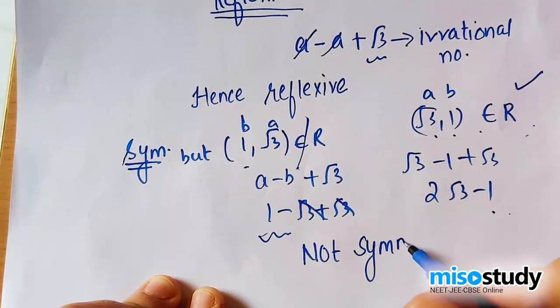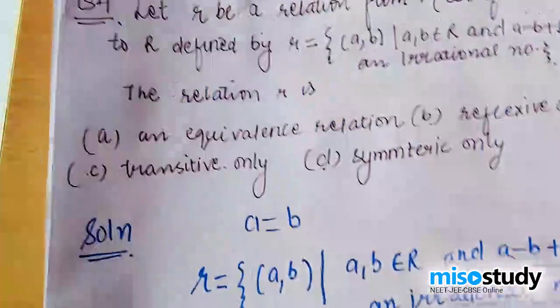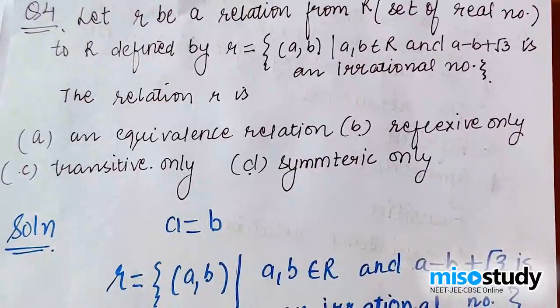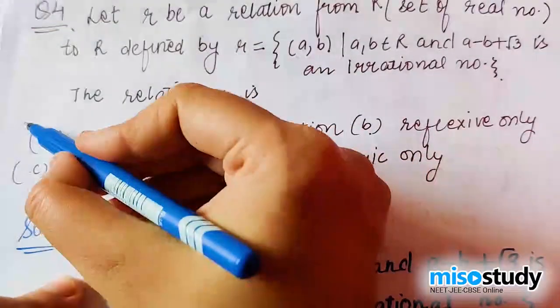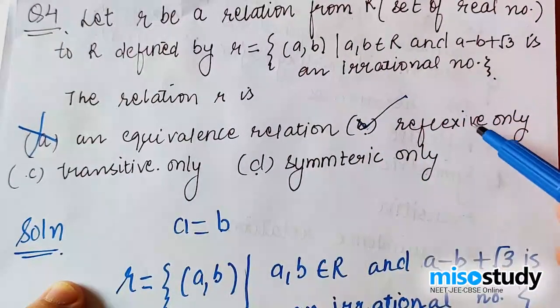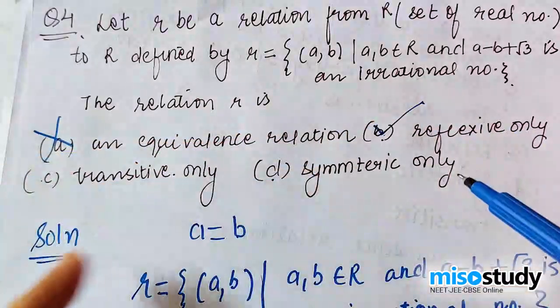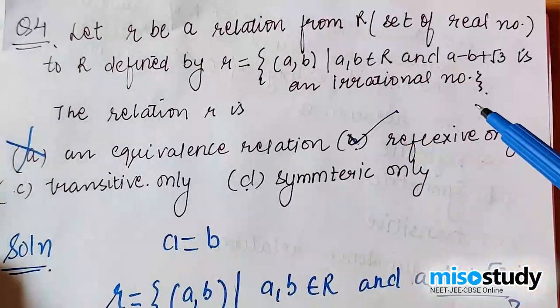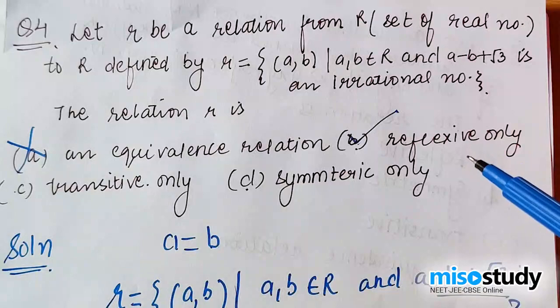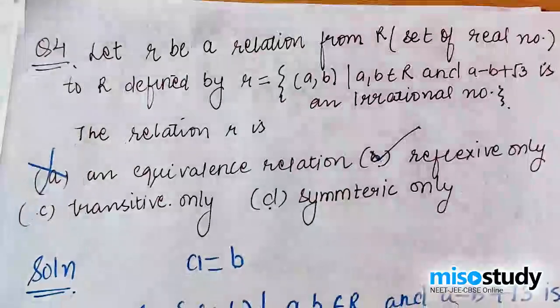Though I don't need to check any further because my answer comes over here. Since it was given, it is an equivalence relation, which is certainly not the case. Reflexive only, yes, it is reflexive only, since it is written only. So let's check for the transitivity also. We know only one of the options would be correct, so it must be reflexive only, which gives me a hint that it must not be transitive also. Alright, so let's check for the transitivity as well.